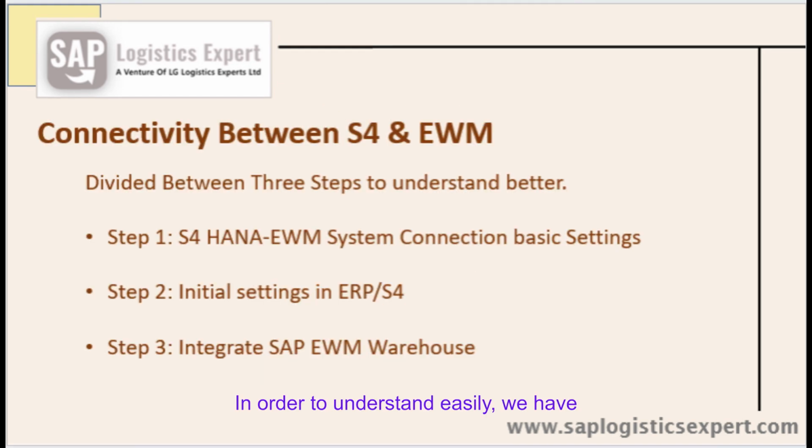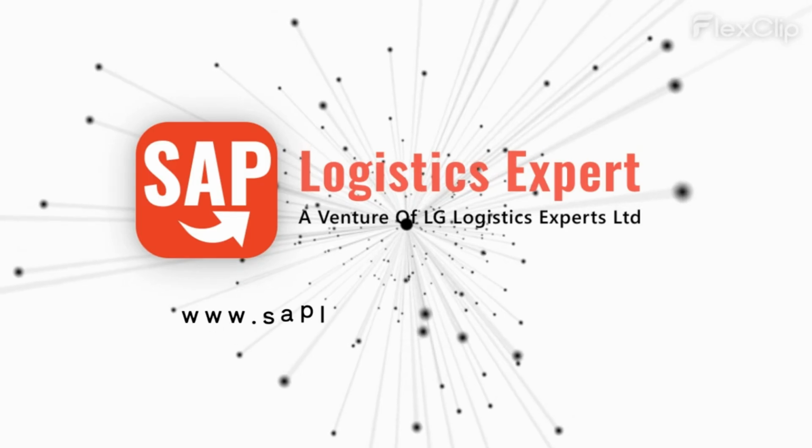In order to understand easily, we have divided the whole connectivity between S/4HANA and EWM into 3 steps. Step 1: S/4HANA EWM System Connection Basic Settings. Step 2: Initial Settings in ERP S4. Step 3: Integrate SAP EWM Warehouse. In the next part, we will describe all these 3 steps.